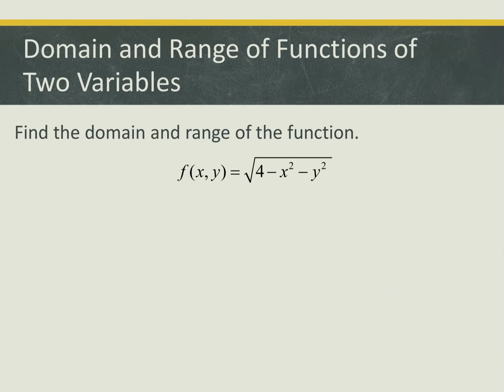Now let's look at a second example. Notice that for this function that we want to find the domain and range for, we're taking the square root of 4 minus x squared minus y squared.